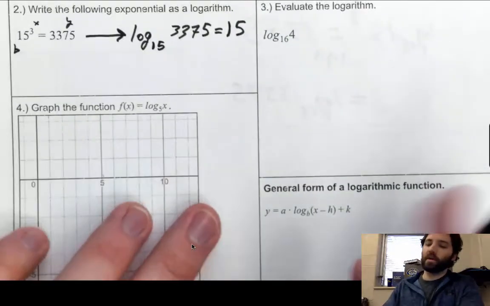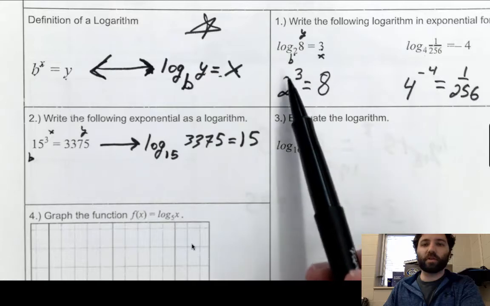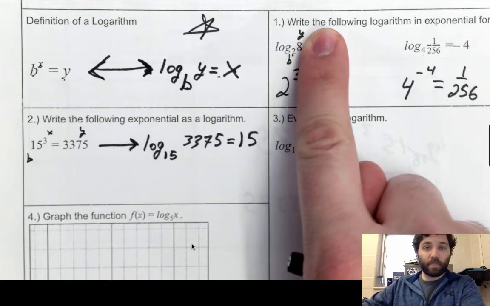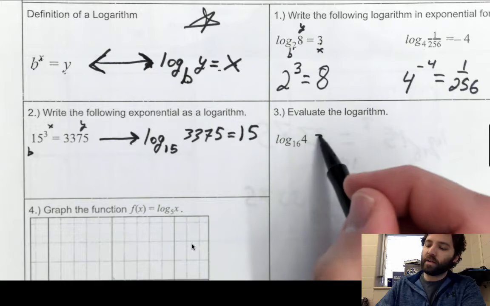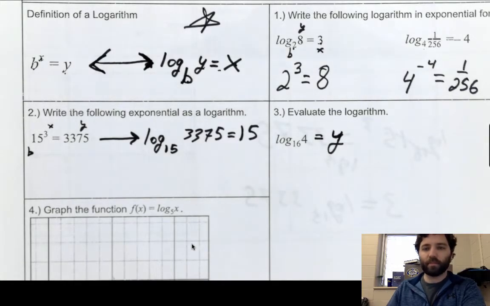Okay, so evaluate the logarithm. So up here we had log base 2 of 8 equals 3, and we were just moving things around. But what if I didn't give you the 3? How would you figure out what the log base 2 of 8 was? Because that's a number, right? Well, here's how we're going to do it. We're going to say log base 16 of 4, that equals some number. I'm going to call that number y. Okay? What is that number?